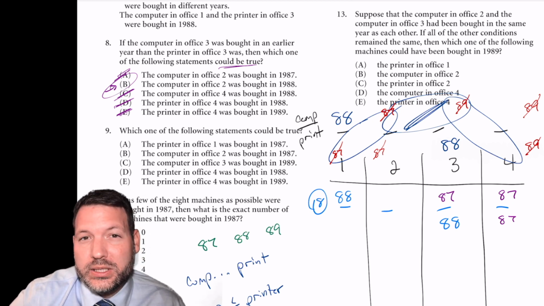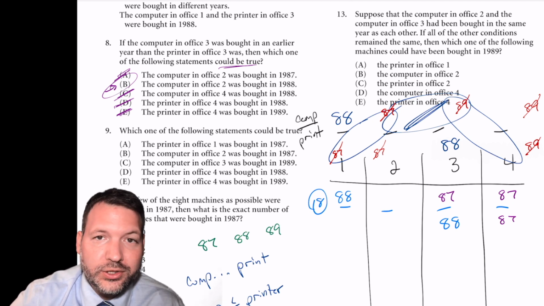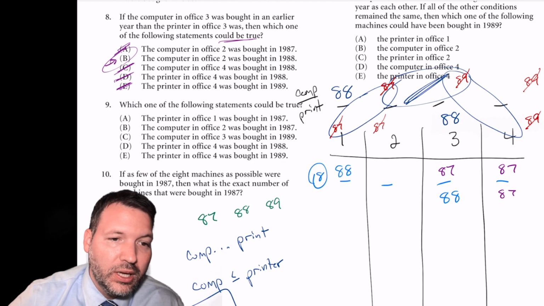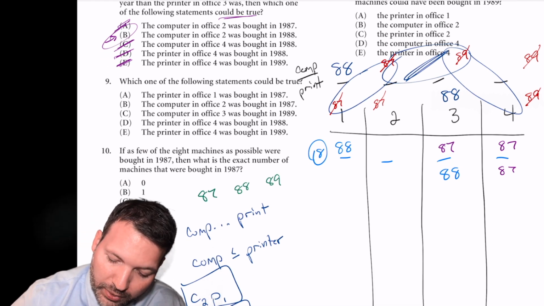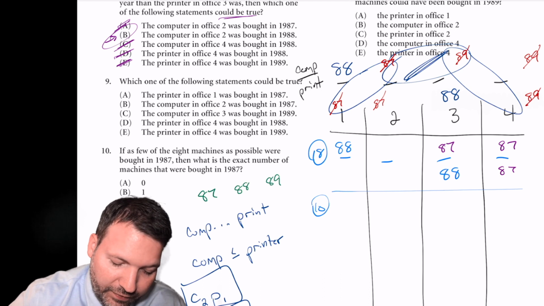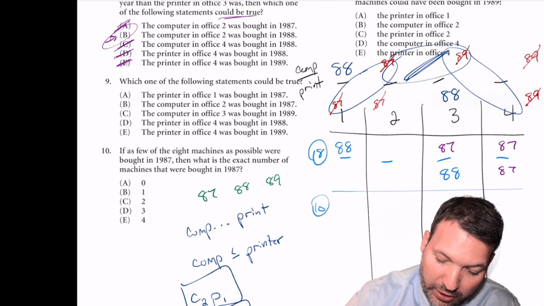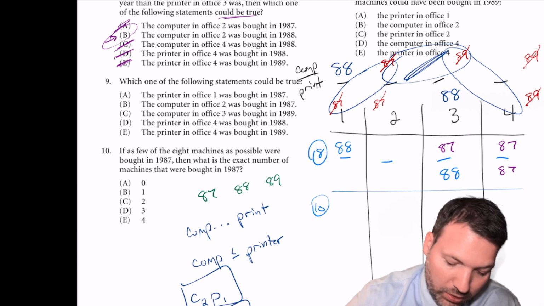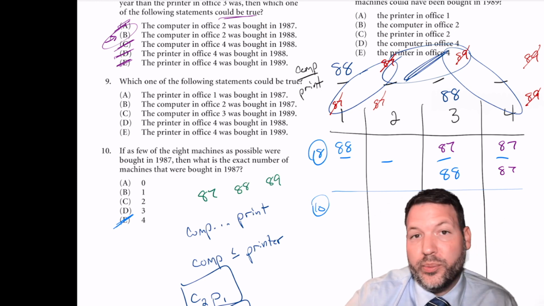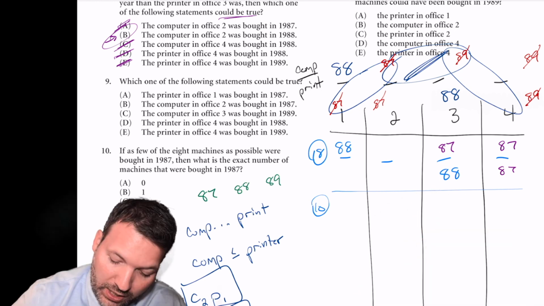Number 9 we're going to skip because that's a more general question. It doesn't give us any new information. But number 10 we can go ahead and jump into next. 10 says, if as few of the 8 machines as possible were bought in 1987, then what is the exact number of machines that were bought in 1987? And we've already seen a scenario that had just 3 machines bought in 87. And so already we can say, well, there's no way that the minimum is 4, right? So we can cross off E.